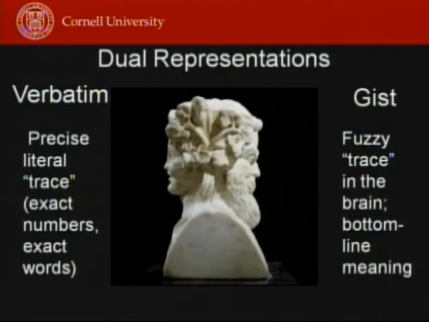So just to give you a little bit more specifics about my model in 9 minutes or less: on the one hand, whenever you get information or you experience events, you extract from that a precise, literal, just-the-facts kind of memory representation in your brain. At the same time, in parallel, you extract the gist, or the bottom line essence or meaning, of that message. So you do these two in parallel.